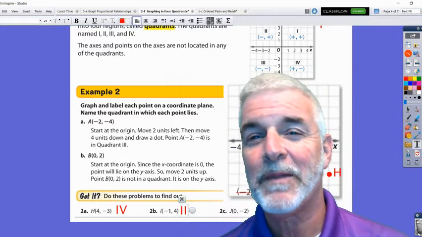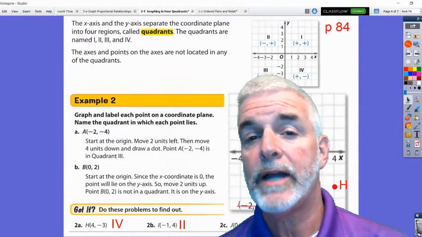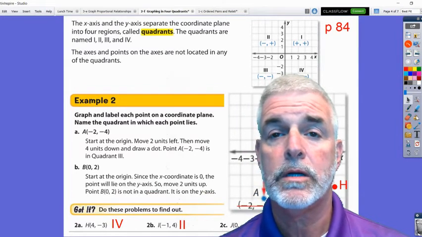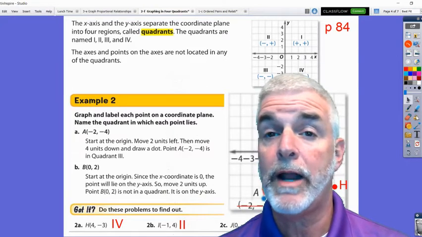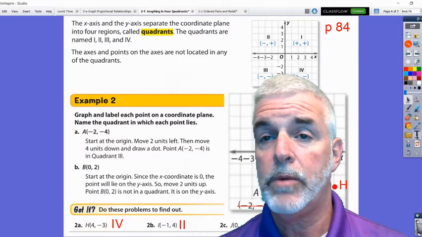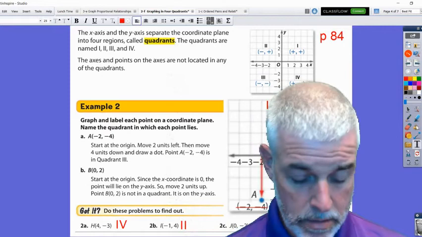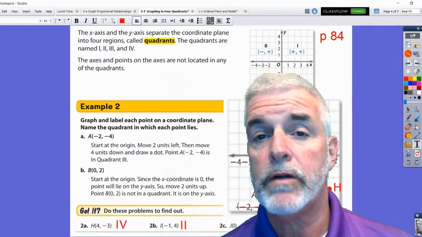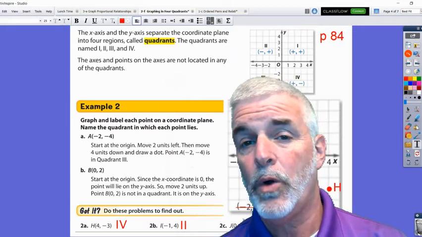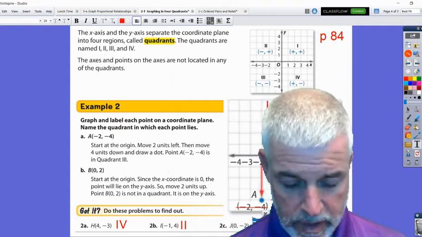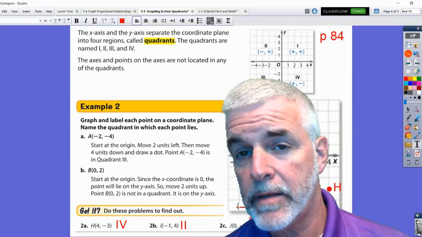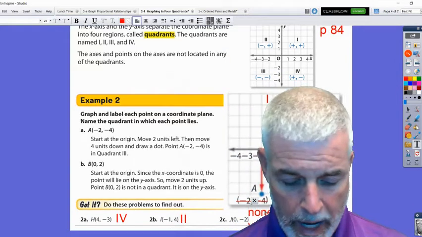Point J. Point J is at 0, -2. So we start at 0, the origin. We do not move left or right at all, and we go down 2. And we label point J. Now the question is, which quadrant is it in? Well, it's on this line. It's on the y-axis. It's in no quadrant, it's on the border. So we say none for which quadrant it is in. And really the better answer is that it is on the y-axis.